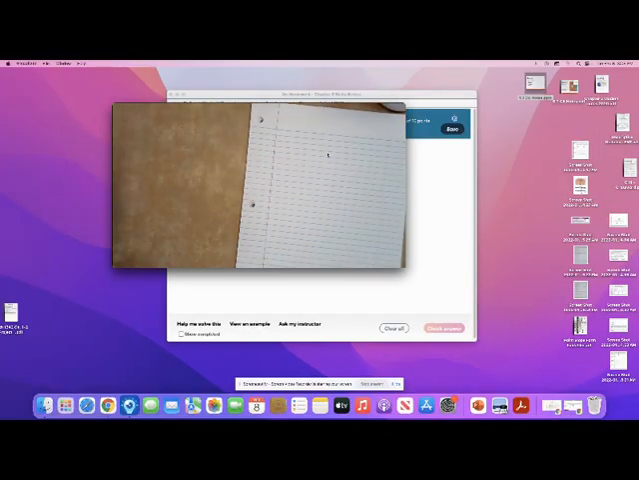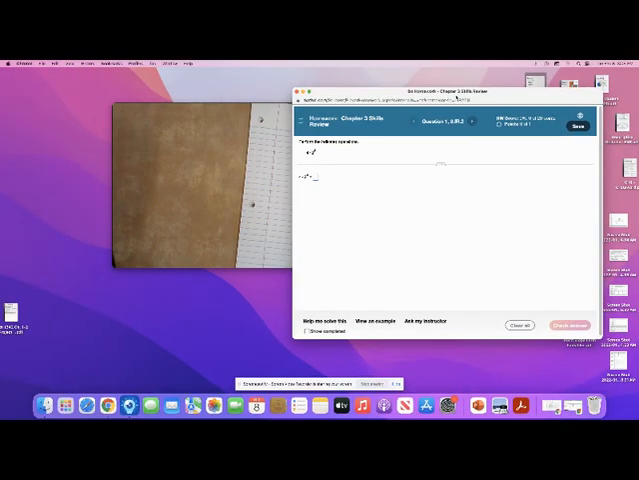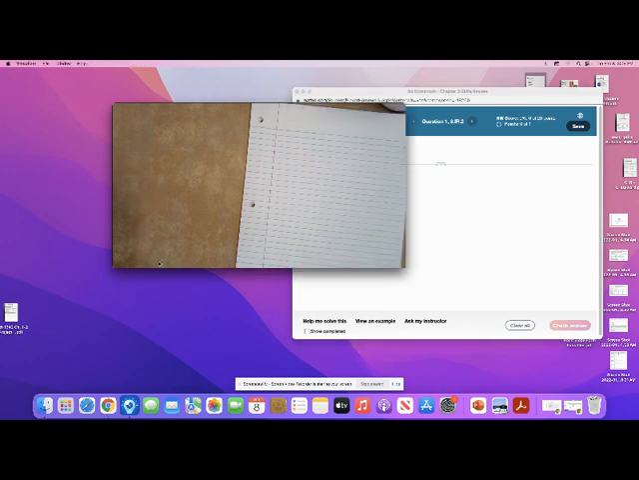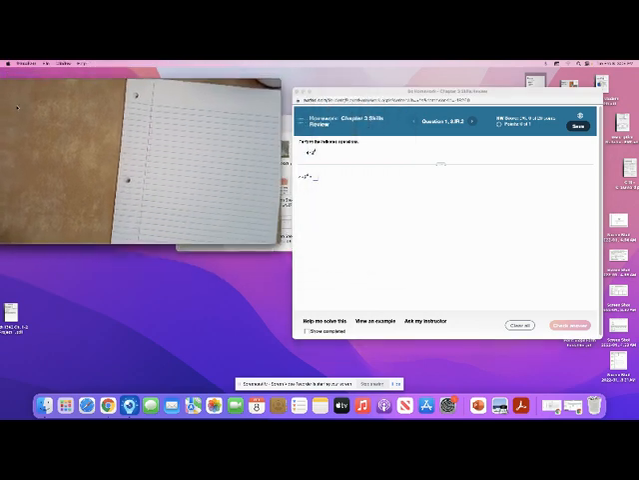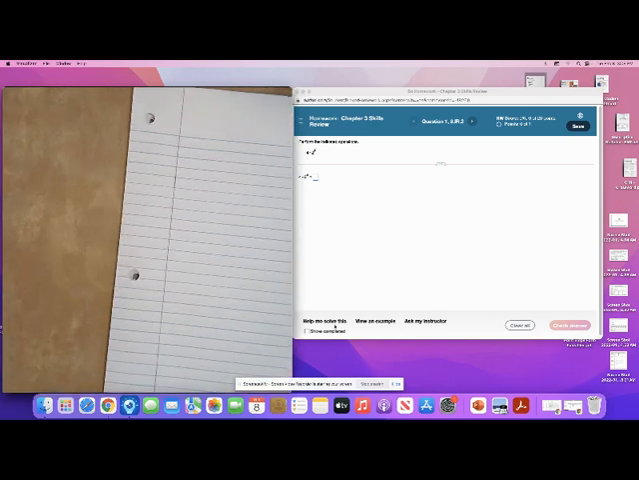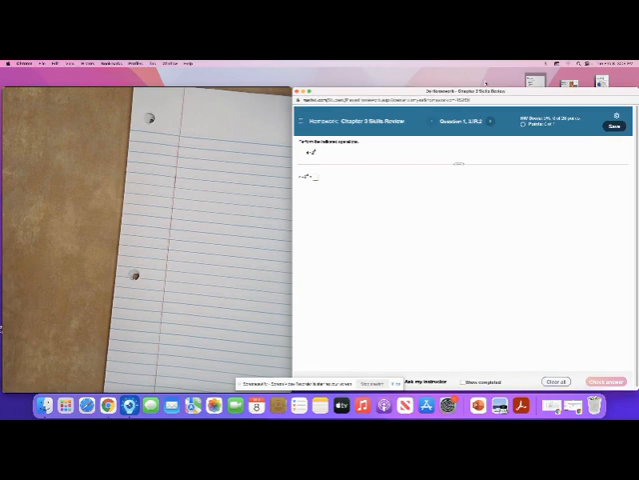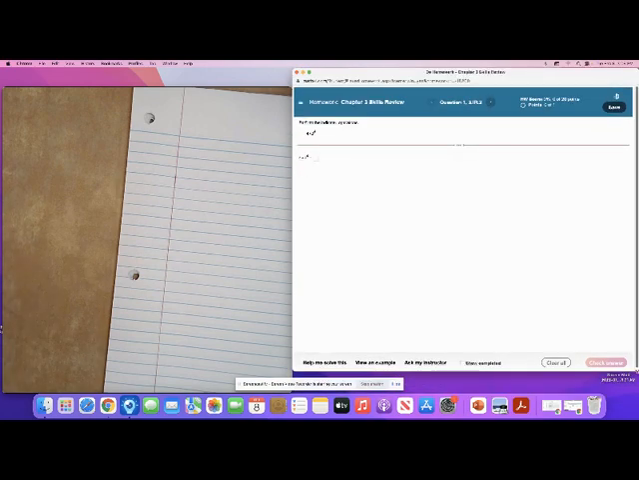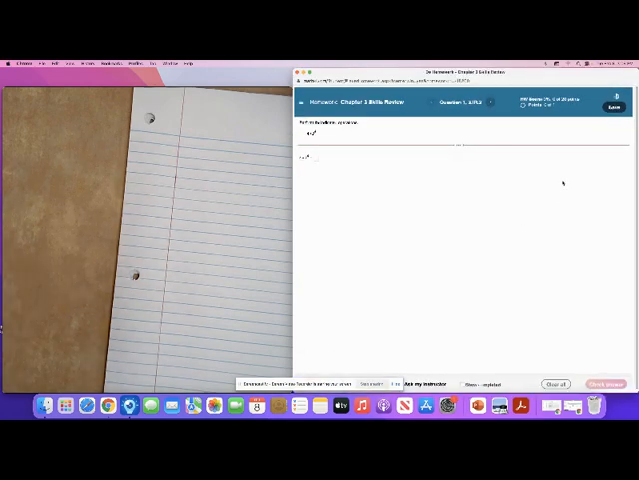Let's look at the Chapter 3 skills review. So I'm going to allow my screen to kind of be split. So our first problem on this is 4 times 2 raised to the 4th.